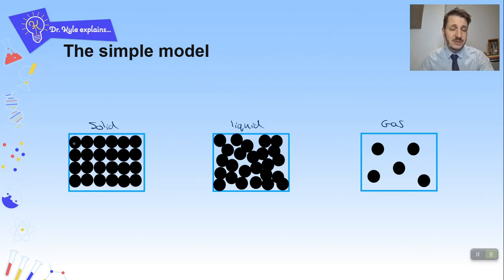Now, hopefully we can see in the solid, well, obviously the particles represented as these black dots or the black spheres are all arranged in columns and rows. They're neatly tightly packed together. And hopefully we might know already that they're actually vibrating around a fixed point. And so there is a little bit of movement here. All of these particles are vibrating. Now, this is the lowest energy state.